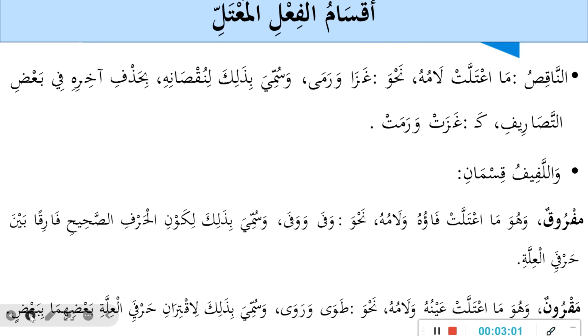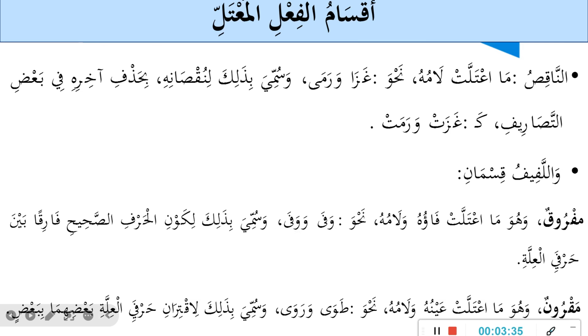Lafif, that is the fourth and the last one. But this lafif is also divided into two. So we have lafif mafruq and lafif makrun. Lafif mafruq, what does this mean? وهو ما اعتلت فاؤه ولامه. So it is when both the fa'ul fi'l and lamul fi'l are weak letters, like the verb wafa and the verb waqa.